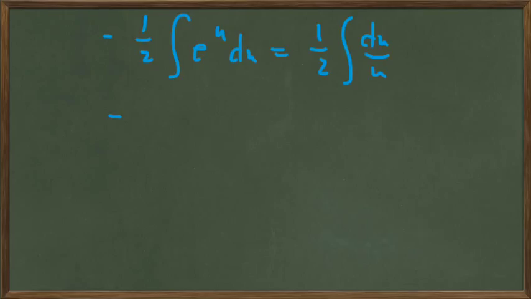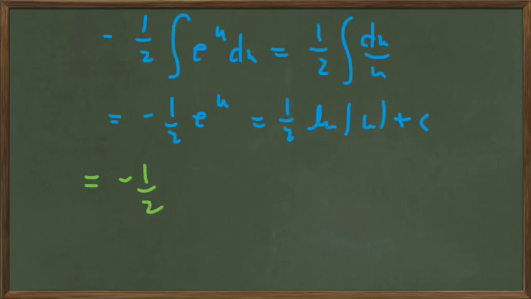So this is an easy integral to do. Minus 1/2 e to the u integrates to e to the u, and du over u integrates to ln absolute u plus c, and then just plug everything back into the original variables.